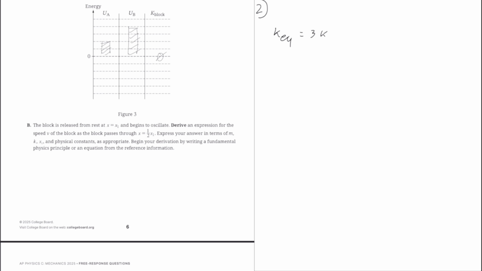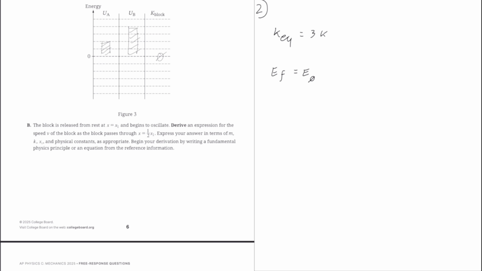Derive an expression for the speed v of the block as the block passes through x equals x1. There's no friction, so energy final has to equal energy initial. Whenever you're asked for a speed, you should usually think conservation of energy. And if you can't do conservation of energy, do the simple harmonic motion equations. So E final equals E initial.